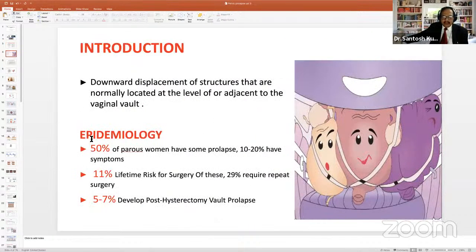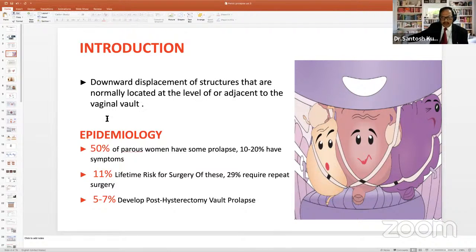And the amount of problem, see, nowadays, if you consider urological conferences, most are concentrated on robotics, uro-oncology or stone surgery. But this area is still neglected in our country. If you consider, 50% of parous women will have some prolapse. So half of the population is female, and out of them, half are parous women, and half of that is having some degree of prolapse.